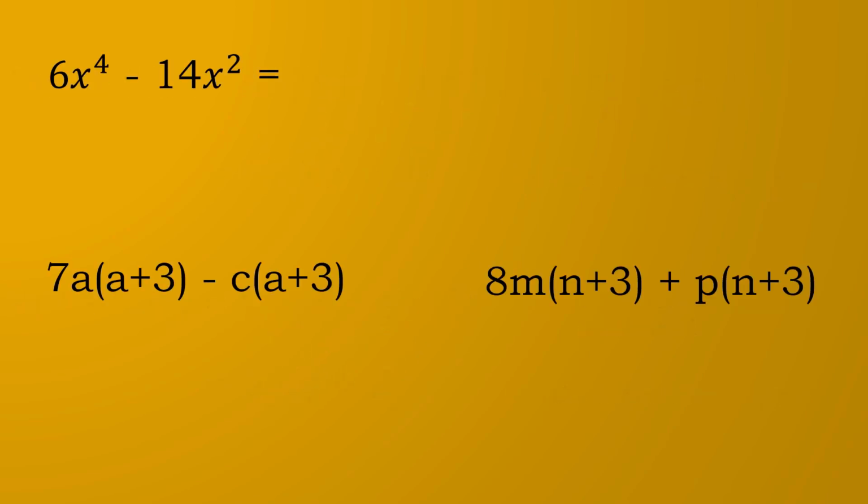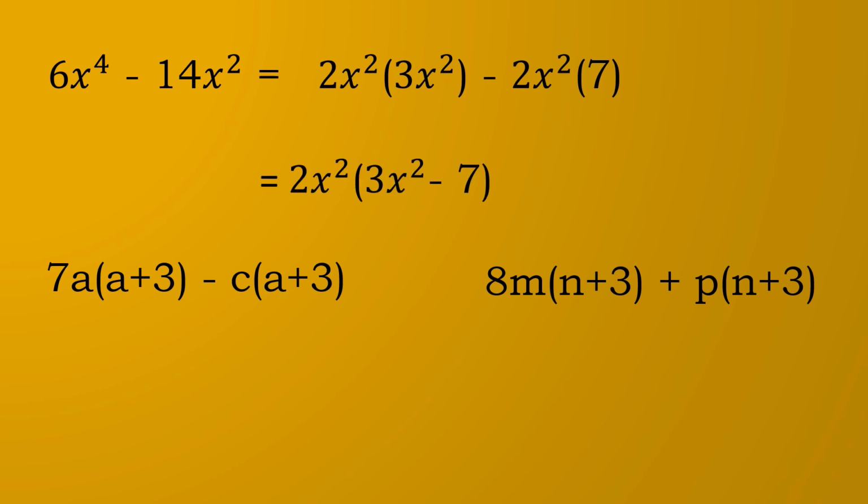Here are other examples. Let's start. 6x to the 4th minus 14x squared. First step, use its GCF to rewrite the polynomial. This will become 2x squared times 3x squared minus 2x squared times 7. Then factor out 2x squared using distributive property. Our answer will become 2x squared times quantity 3x squared minus 7. Take note that the minus sign was carried over inside the quantity and not with 2x squared.